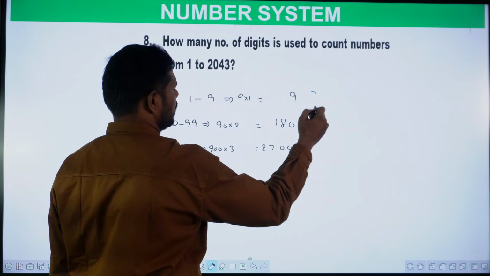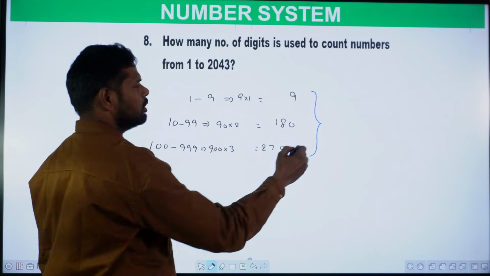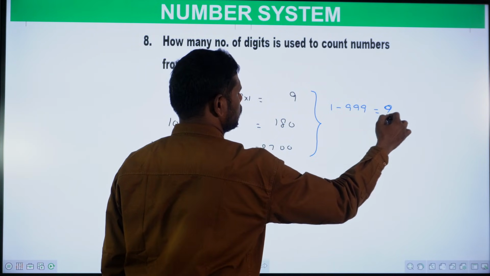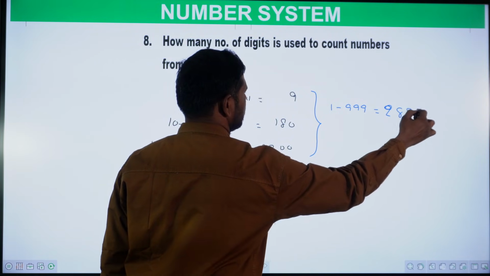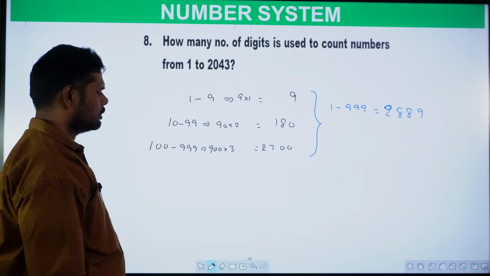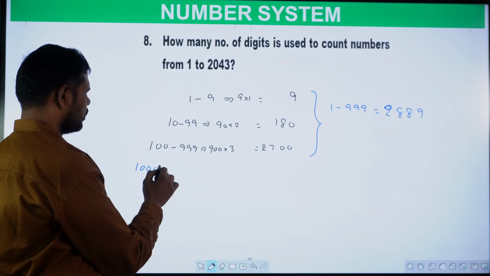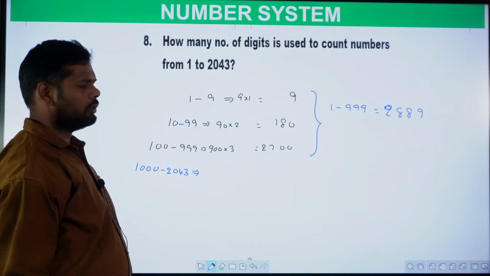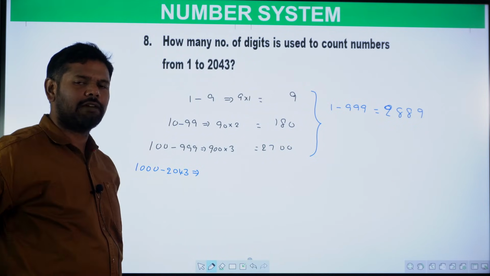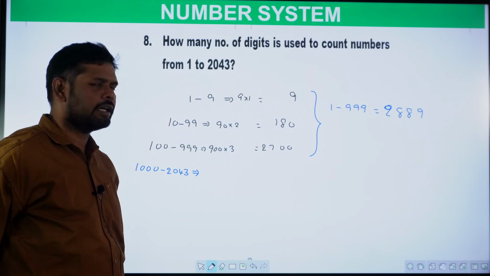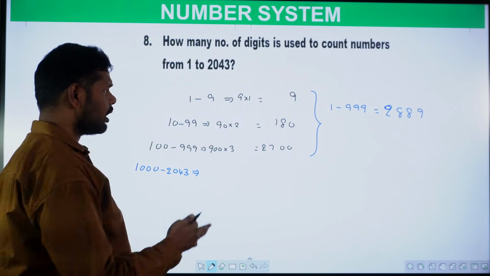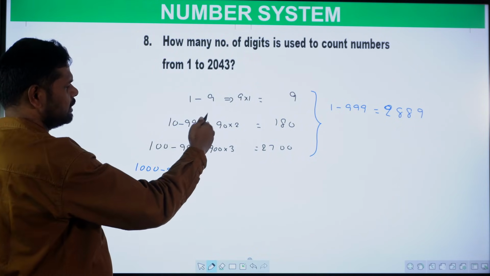Otherwise, if all 3-digit numbers are included, directly you write 1 to 999 as 2889. Then 1000 to 2043, only one step is enough. Just you find out how many. Why? We know 1 to 9 is 9, 1 to 99 is 189, 1 to 999 is 2889, 1 to 9999 means 38889. We know. And directly also taken, otherwise single digit, 2 digit, 3 digit.